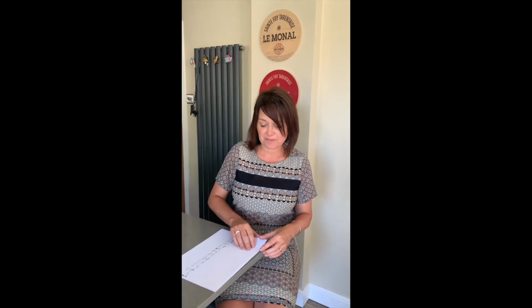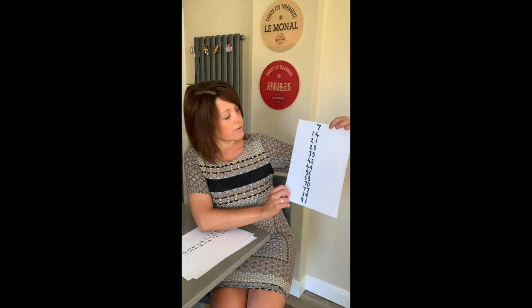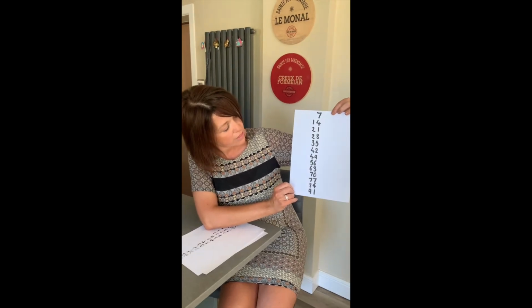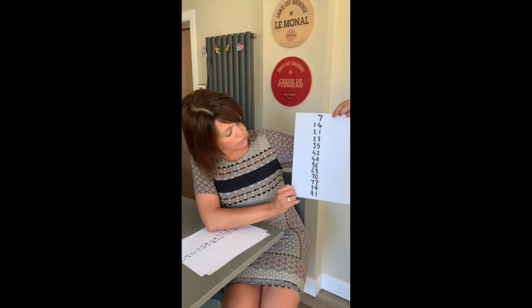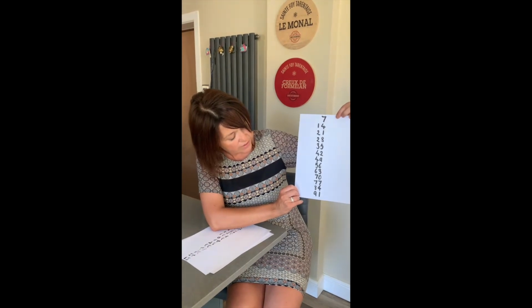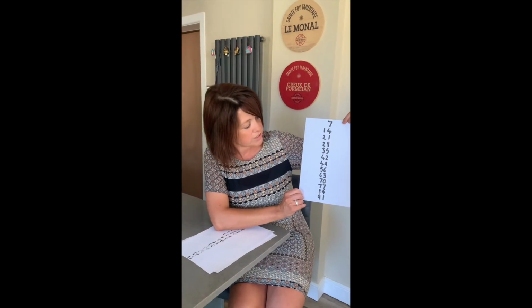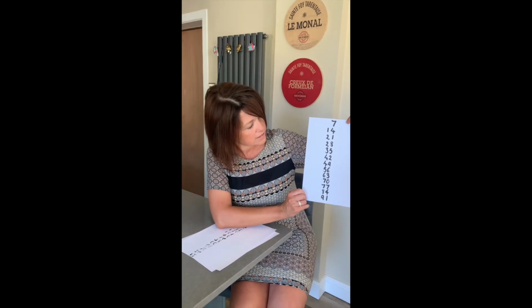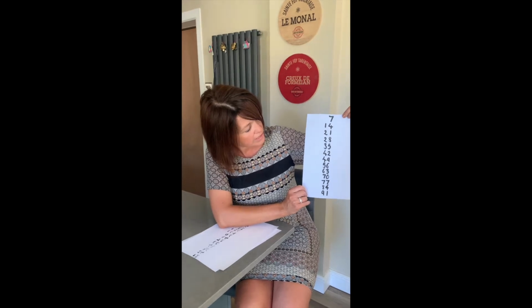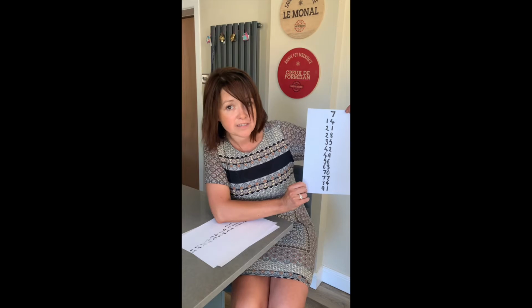Brilliant, how did you do? Let's have a look. This is what I wrote down earlier. So, as you know really well, 7, 14, 21, 28, 35, 42, 49, 56, 63, 70, 77, 84, 91, and then I ran out of room. What did you notice about that? Can you see any patterns? I noticed that it goes odd, even, odd, even. Did you notice any other patterns?